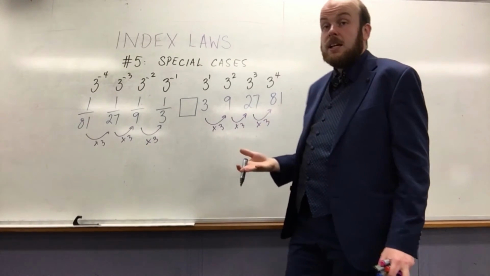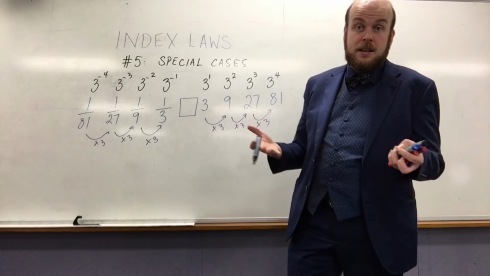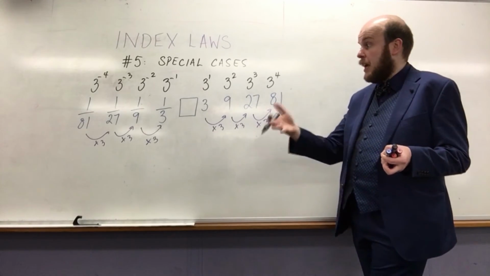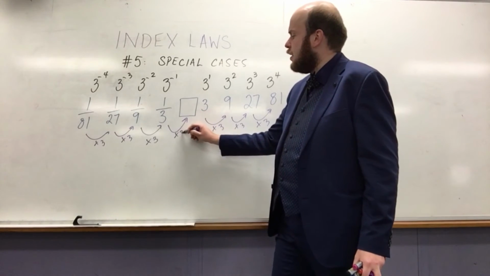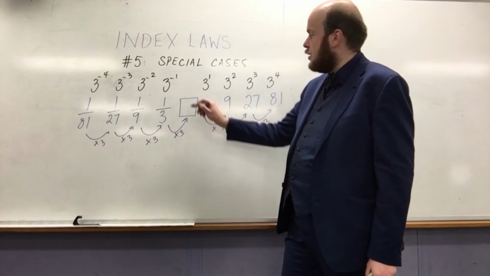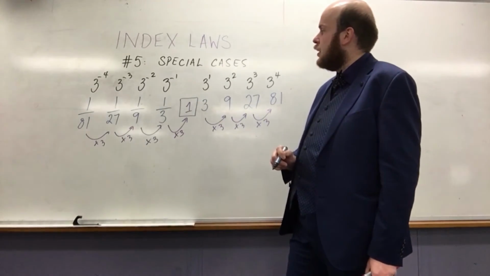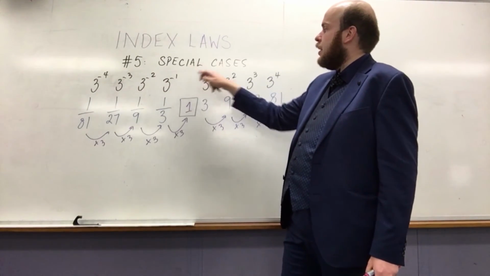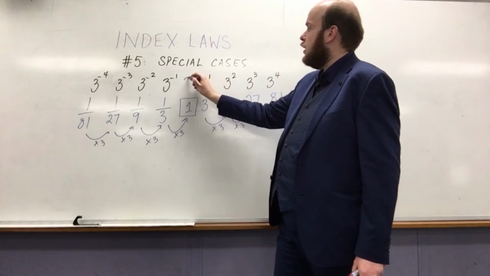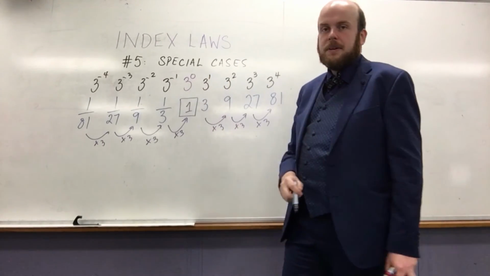So definitely we know that the pattern is increasing. We have to multiply by 3. So therefore, what's 1/3 times 3? Well, that has to be 1. And what's the next one in the pattern? Negative 4, negative 3, negative 2, negative 1, something. 1, 2, 3, 4, well, that has to be 3 to the power of 0.